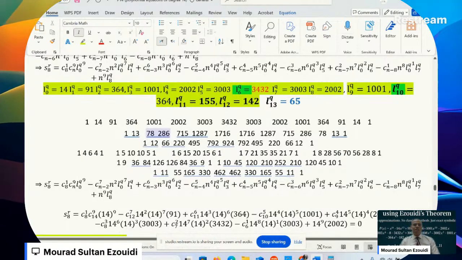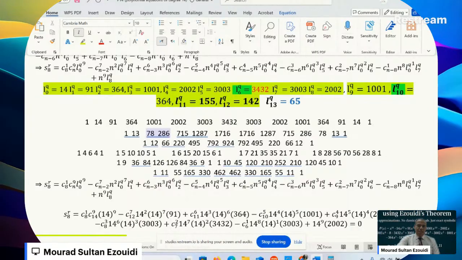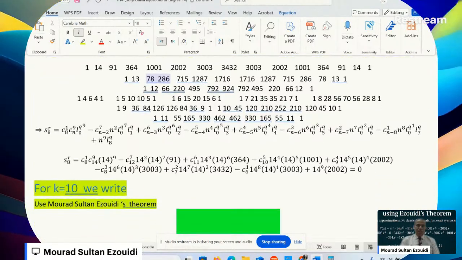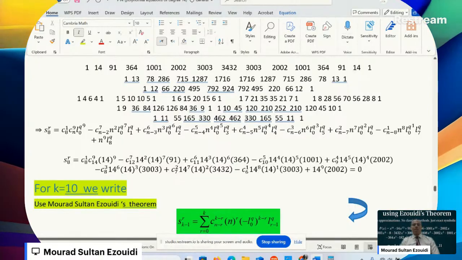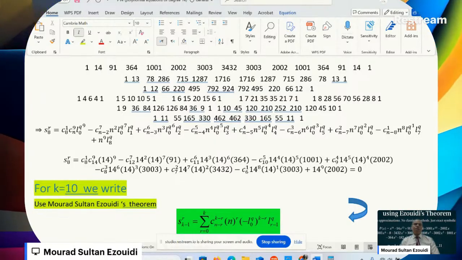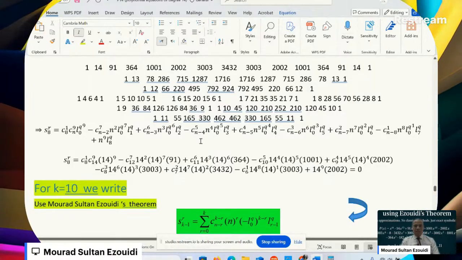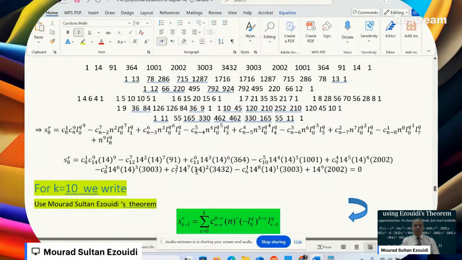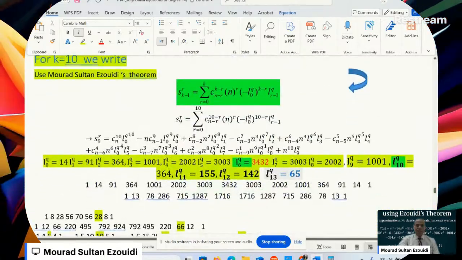So here I want to find the value of S8. I should put k equal 9 in the theorem of Mourad Ezouidi, and after that substitute n minus r minus 1 with their values in the 9th coefficient formula. And we will find that in fact it is going to be equal to 0. Let's check also S9.